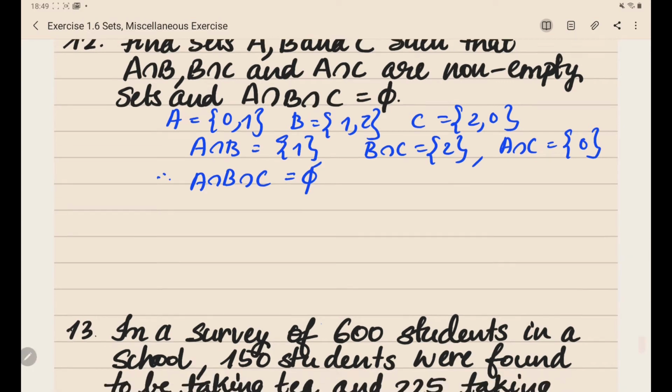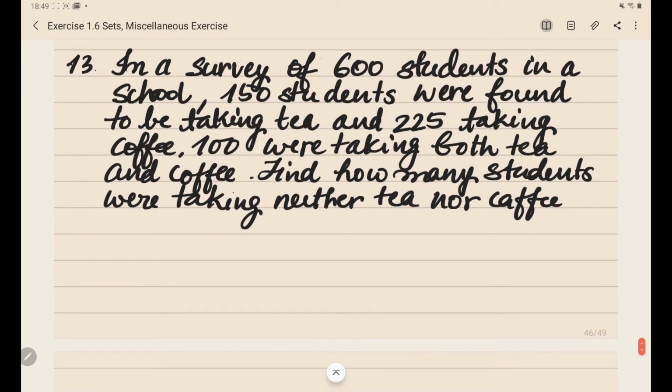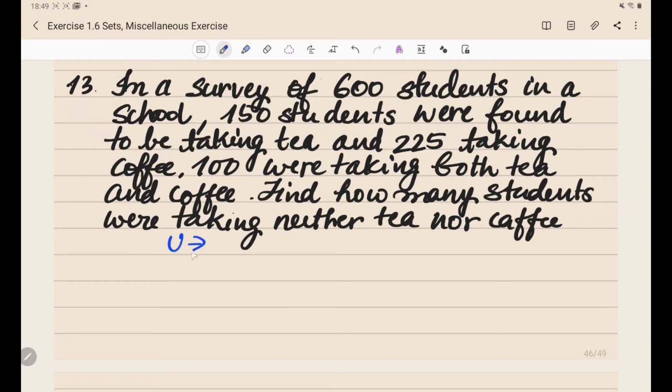Now let's go to the 13th problem. Let's read the question. In a survey of 600 students in a school, 150 students are found to be taking tea and 225 taking coffee. 100 were taking both tea and coffee. Find how many students were taking neither tea nor coffee.